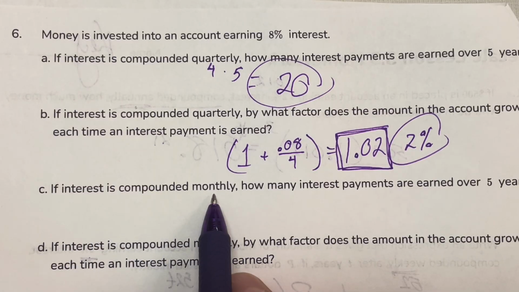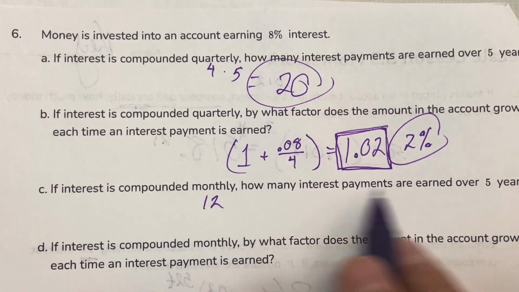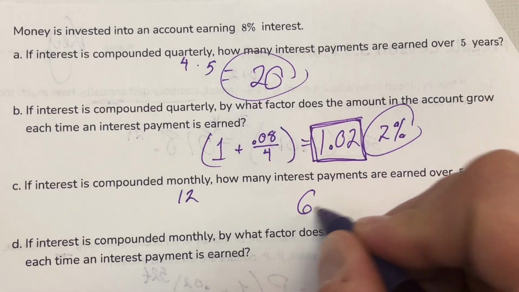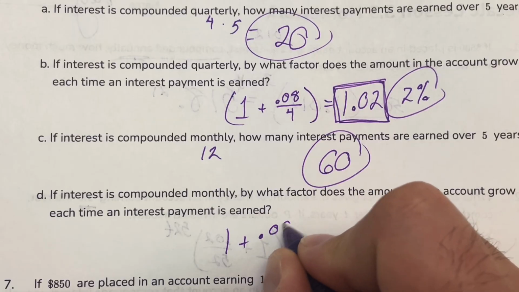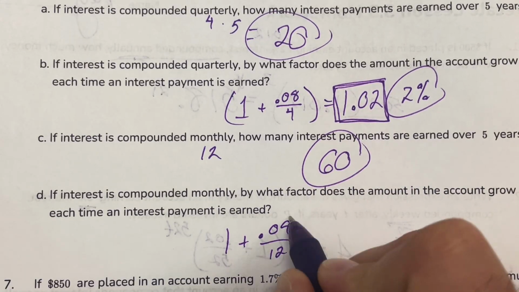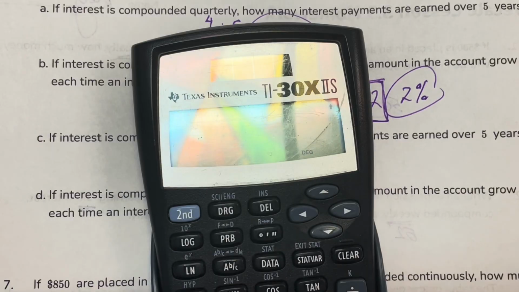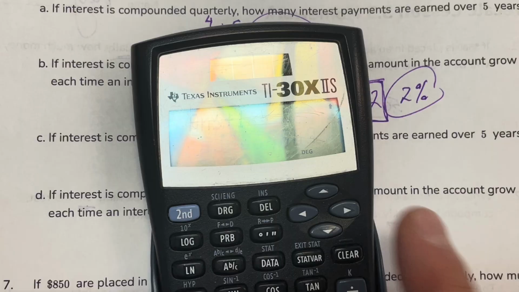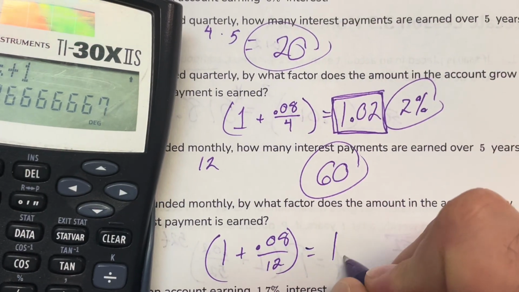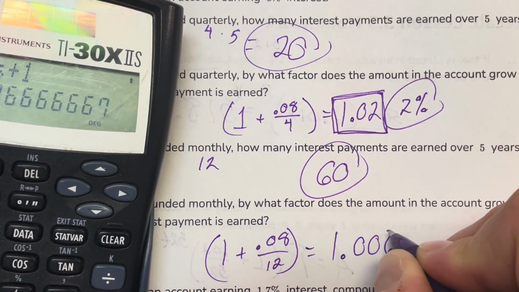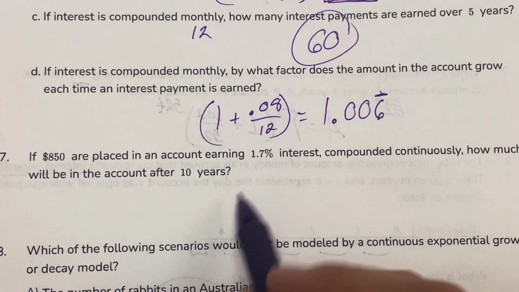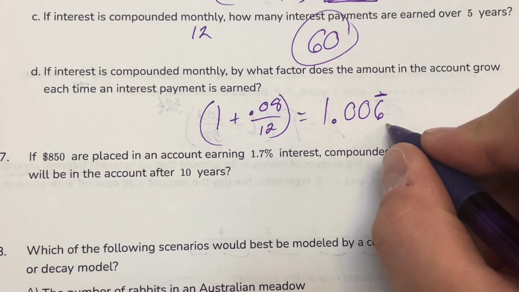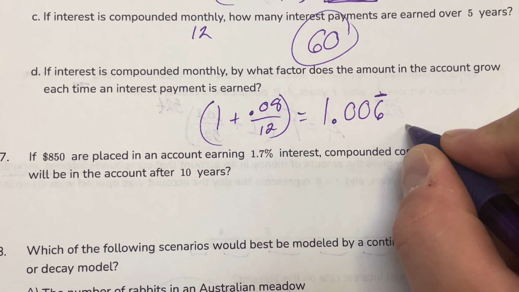If interest is compounded monthly, there's 12. How many interest payments? 5 times 12, so that's going to be 60 of those, and 1 plus 0.08 divided by 12, same thing. Well, 0.08 divided by 12 is going to be pretty small. We get that answer, and we add a 1 to it, and it's going to be 1.006 with a repeating 6 is our answer for that. That's 0.6 repeating percent, or 2/3 of a percent.